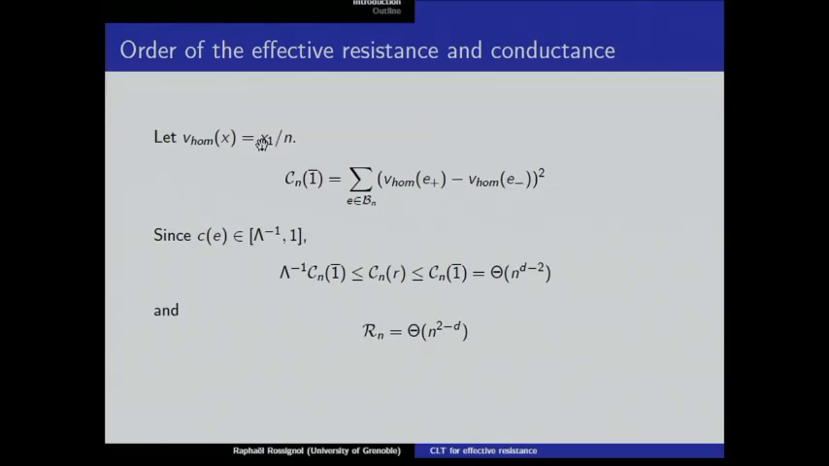Okay. And because of the variational formulation, you can compare C_n of any collection of resistances. If resistances are in [1, lambda], you can compare it to the homogeneous C_n. And so for any collection of resistances in [1, lambda], you have that the effective conductance is of order n^(d-2). So n^(d-2) should be the right order. And so the effective resistance is of order n^(2-d).